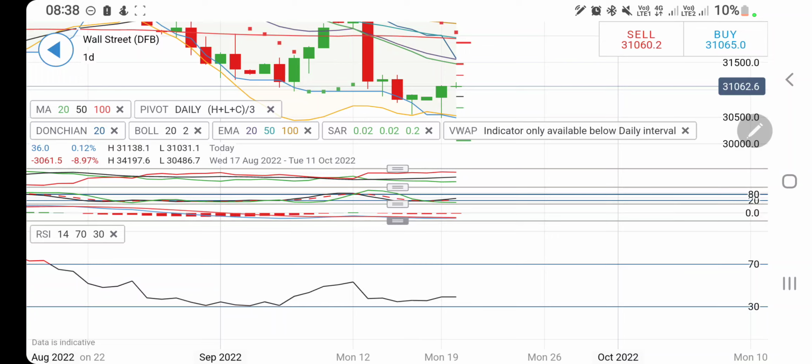On the downside, you can sell at 31,000, but remember 30,950, 30,900 is very strong support, and 30,850, 30,800 the next strongest support. The bearishness is only below 30,800 levels. Be careful, trade accordingly. Between 30,800 and 31,300 you have to trail your stop loss, and you have to always keep shifting your stop loss to cost whenever you see your trade is in profit.